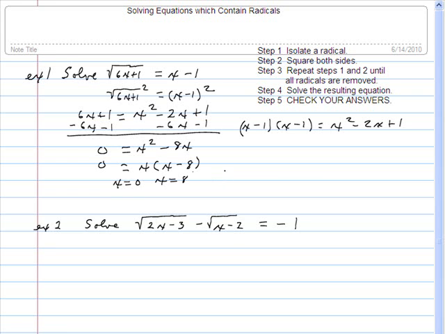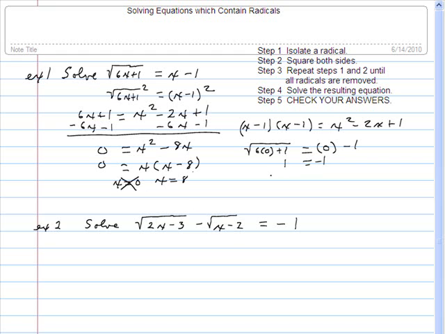So we've now done step 4, solve the resulting equation. Step 5 in caps says check your answers. Well, let's check them. Suppose I put 0 into the equation. Then each empty hole would get a 0. So on the left I'd have the square root of 1, which is 1. And on the right I'd have negative 1. That is not true. A solution is a value of x that makes the original equation true. So that is not a solution.